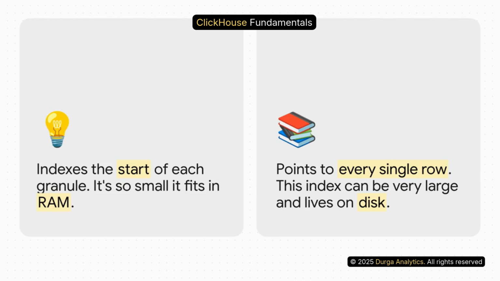A traditional B-tree index has to point to every single row. This can make the index itself massive, and it's slow to search because it lives on disk. The ClickHouse sparse index, on the other hand, is genius in its simplicity. It only stores the primary key value for the start of each 8,192 row granule. This makes the index incredibly small. So small, in fact, that it lives entirely in RAM, making lookups almost instantaneous.